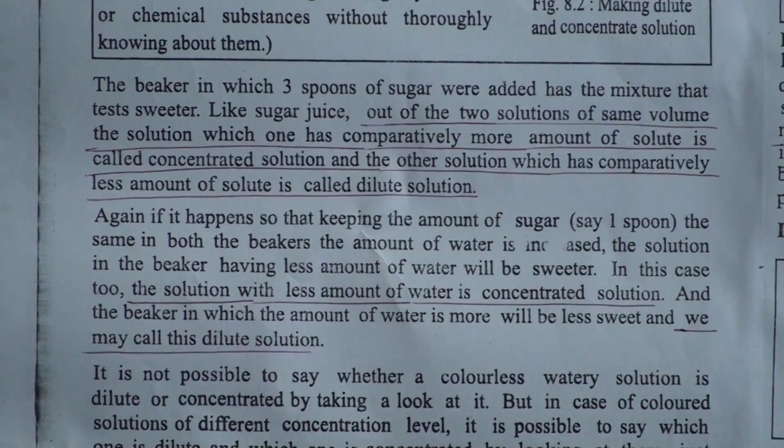Again, we can make 2 kinds of solution using water and sugar. In one beaker we put 1 teaspoon of sugar and in another beaker we put 3 teaspoons of sugar. If we take water or juice from the first beaker, we find that the solution is not so sweet, and when we take the water from the beaker in which we poured 3 teaspoons of sugar, we find that this solution is sweeter.